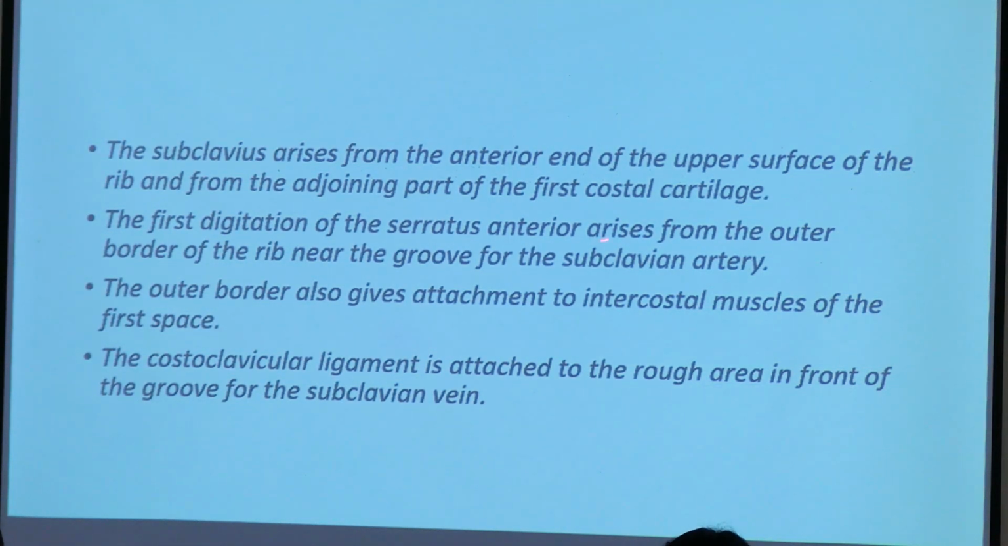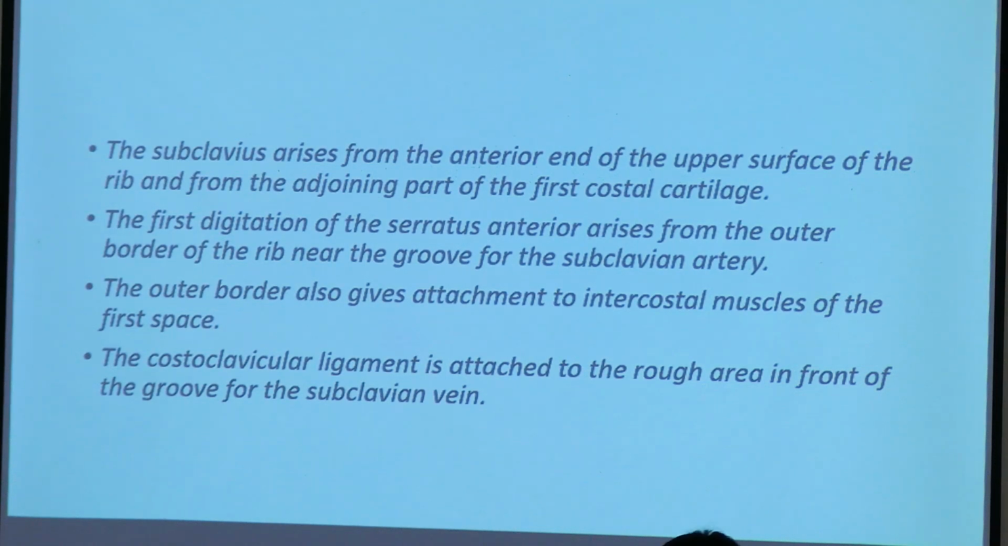The first digitation of serratus anterior arises from the outer border of the rib near the groove for the subclavian artery. Near the groove for the subclavian artery. I showed you. The outer border also gives attachment to intercostal muscles of the first space. The costoclavicular ligament is attached to the rough area in front of the groove for the subclavian vein.